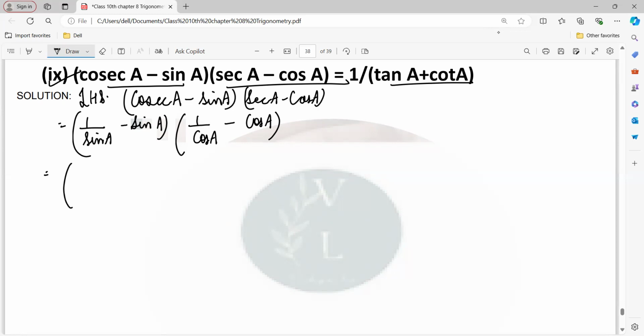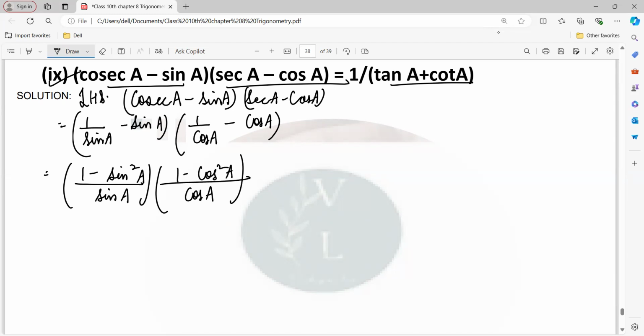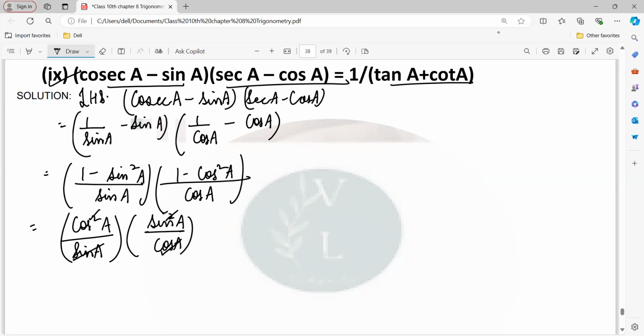Now taking the LCM of the first bracket, we'll get sine A, and in the numerator we'll get 1 minus sine square A. Similarly, solving the second bracket, we'll get cos A, and in the numerator we'll get 1 minus cos square A. Now 1 minus sine square A is cos square A upon sine A, times 1 minus cos square A is sine square A upon cos A. Now this cos and this cos will get cancelled, sine and sine will get cancelled. So we are left with cos A into sine A.